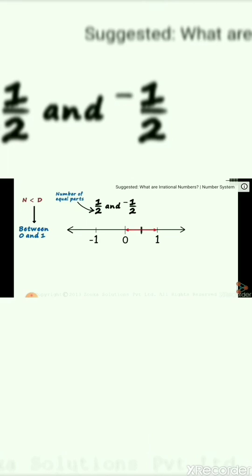This line divides this region into 2 equal parts. But what does the numerator tell us? It tells us the number of parts starting from 0. The numerator is 1, and therefore we take one part from 0 and mark 1 by 2 here. We can use the same procedure to mark -1 by 2 on the left side of 0. Divide it into 2 parts and mark -1 by 2, one part away from 0. Just as integers had corresponding values, rational numbers too have corresponding values. In our example, -1 by 2 corresponds to 1 by 2.